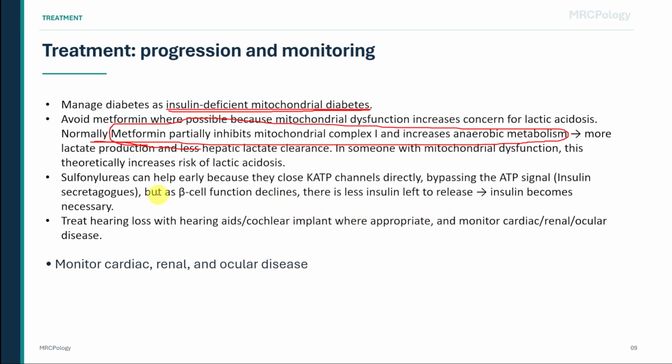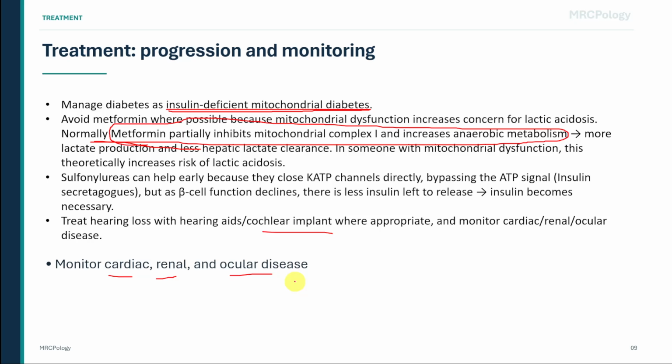This gives us a useful mechanism-based treatment sequence. Early in the disease, direct closure of the K-ATP channel may partially overcome the impaired ATP signal. Later, when beta cell reserve is significantly reduced, exogenous insulin is required. Hearing loss should be managed with audiological support. Hearing aids may be helpful, while cochlear implantation may be considered in selected patients with severe hearing impairment. Long-term care should also include surveillance and treatment of cardiac, renal, ocular, muscular, and gastrointestinal complications.